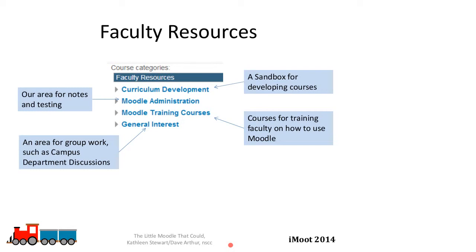When we went to Moodle 2.5, there were a number of new features, so Dave did up a little course showing how the new features worked. And then the general interest area is just anything else that doesn't fit in another area. A couple of campuses have department discussion groups in this area, so the larger departments can have an area where they can discuss infrastructure problems, or they can put their schedules up there for the semester, that kind of thing, without students being able to see it.